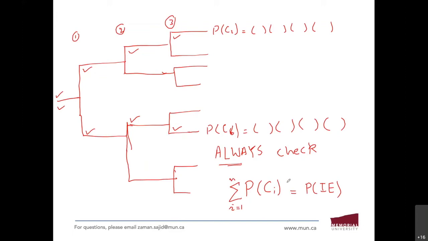What does it mean basically? You add up all these probabilities of your consequences, and the sum of these consequence probabilities should be equal to the probability of your initiating event. Now I'm going to give you an example which will elaborate more on this. Folks, I will go to the next slide, please. I will do one example here.